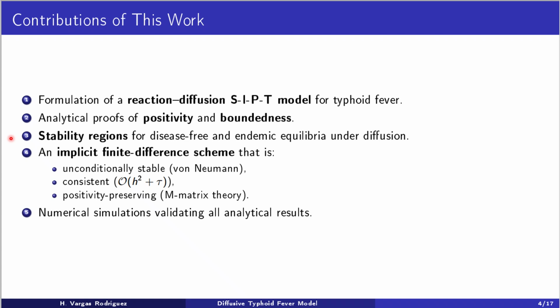Third, we analyze stability regions for both the disease-free and endemic equilibria, examining how diffusion coefficients and other parameters affect them. Fourth, we develop an implicit finite difference scheme and prove that it is unconditionally stable via von Neumann analysis, consistent of order h² plus tau, and positivity preserving using M-matrix theory. And fifth, we validate everything through numerical simulations.